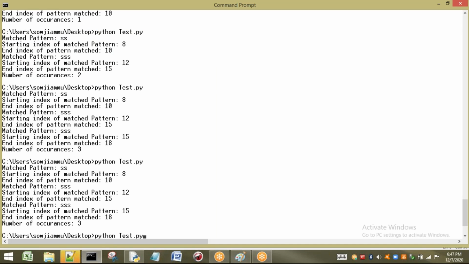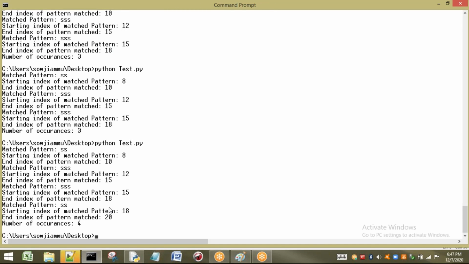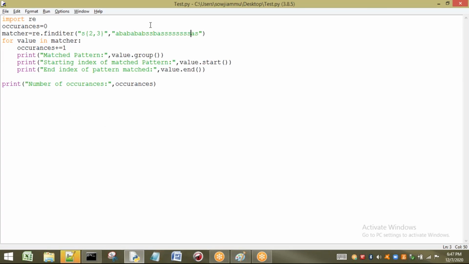Okay. Now I am going to take one more S. Now observe. It is going to give me 4 occurrences. The reason is, minimum it will search for 2. Minimum 2 are there. Next it has at most 3 continuously, so it will consider 3. Next it will consider 3. Next how many are there? 2 are there. At least 2 are there.